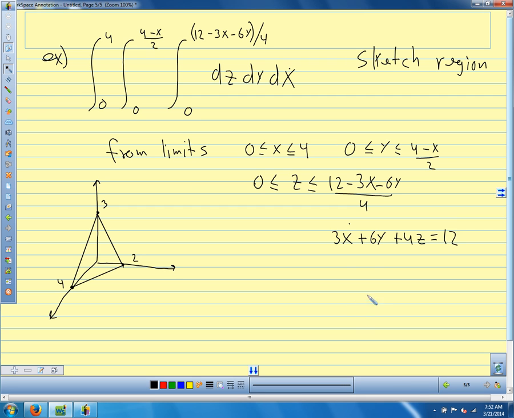So there's the region that we're talking about. X goes from 0 to 4. Y goes from 0 to this line in the xy plane, which would be y equals (4 minus x) over 2. And then the plane is our surface, 3x plus 6y plus 4z equals 12. That would be our surface. So that's our region.